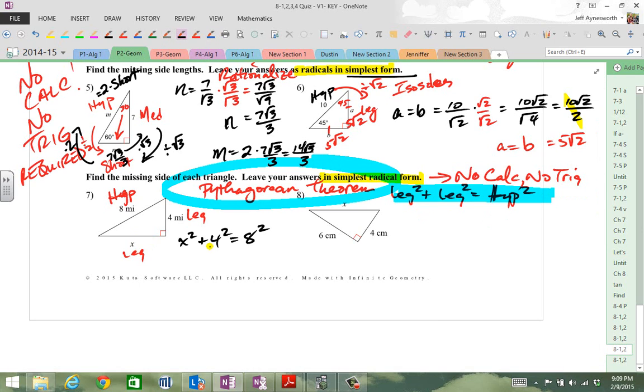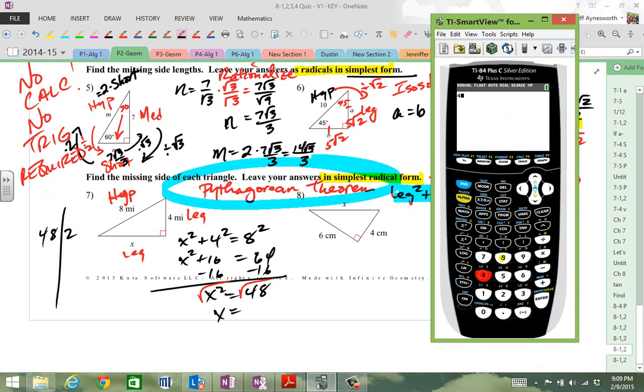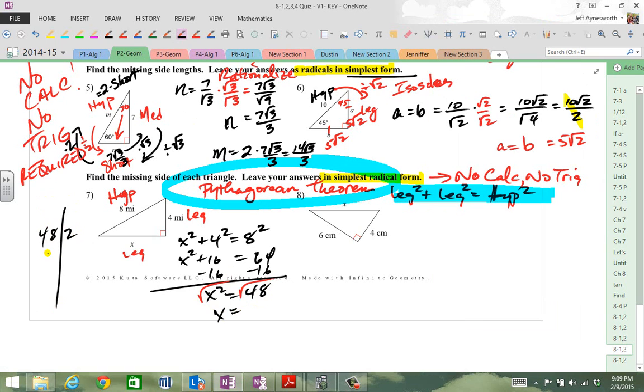Okay, now we got x squared plus 16 is equal to 64. Subtract 16, you get x squared is equal to 48. Now here comes the fun part. You take the square root, and you get x is equal to root 48. Now 48, you got to factor. Divide by 2. Now you can also do this in your calculator. 48 divided by 2 equals 24. So you put 24 down, right?